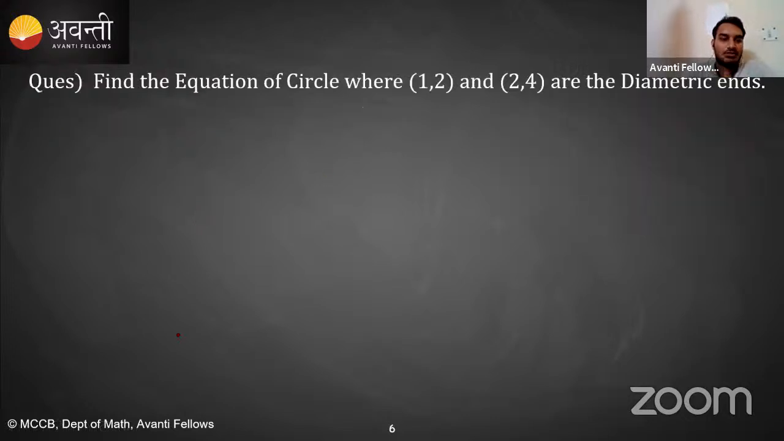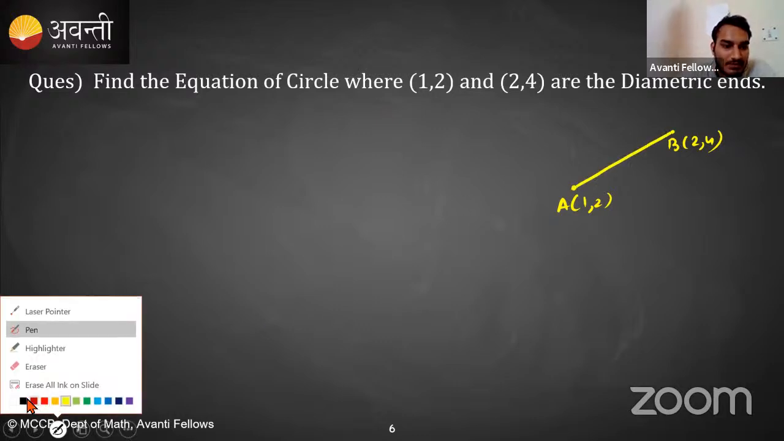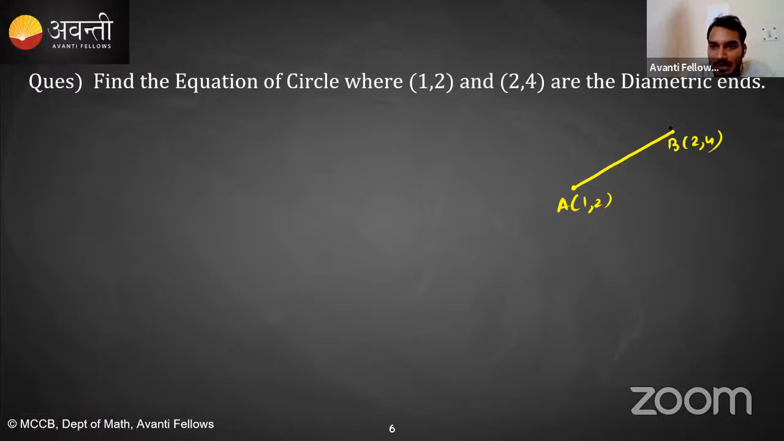Okay. So the first question is, find the equation of the circle where 1 comma 2 and 2 comma 4 are the diametrically opposite ends. So let's say this is A, point 1 comma 2, and let's say this is B, somewhere here, which is 2 comma 4. If AB is the diameter of the circle, then find the equation of that circle. So if AB is a diameter, then maybe the required circle is something like this, right?